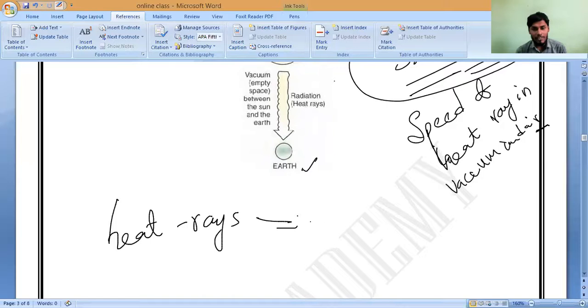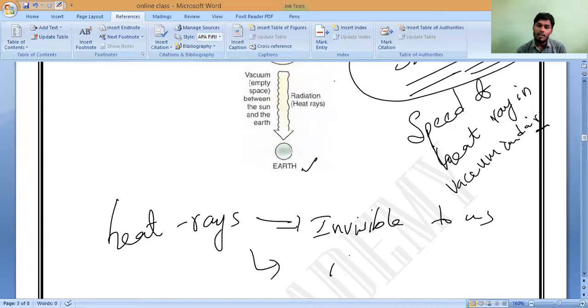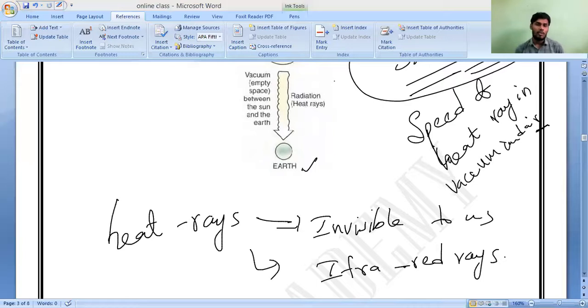These heat rays which are invisible to us are known as what? Infrared rays. Please, all of you, note it down. Infrared rays. You can write first.